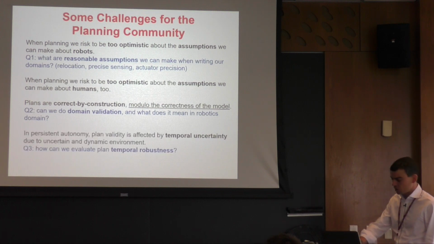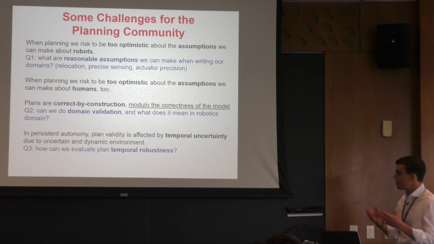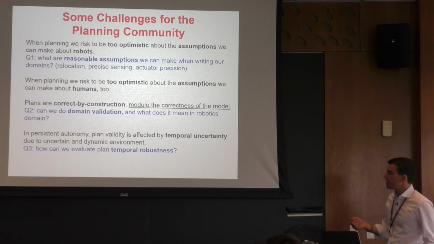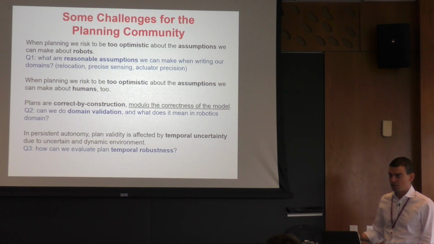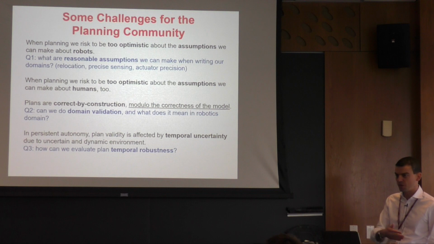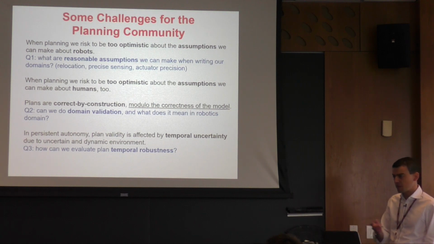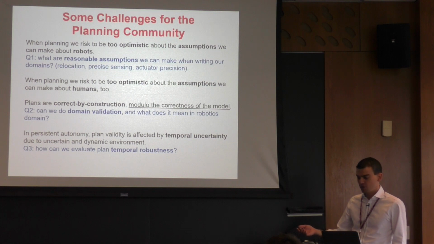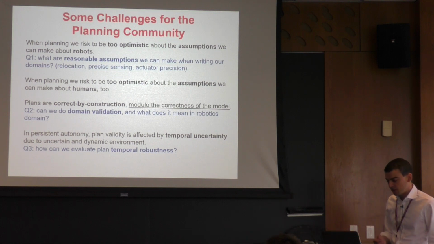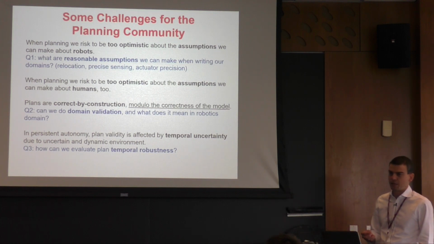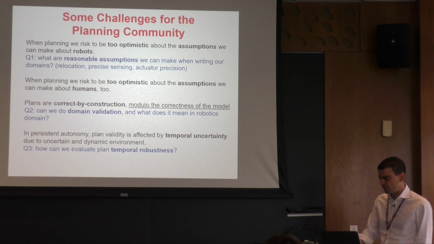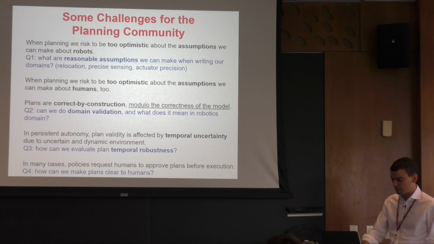And also, in persistent autonomy and more in general with robotics, plan validity is critically affected by temporal uncertainty. Think about the underwater domains: currents can affect the duration of the AUV moving between waypoints, or even interaction with humans can delay a whole task. So we need to be able to handle temporal robustness of our plan, whether a plan is still valid even if the duration of actions are different from what we anticipated.